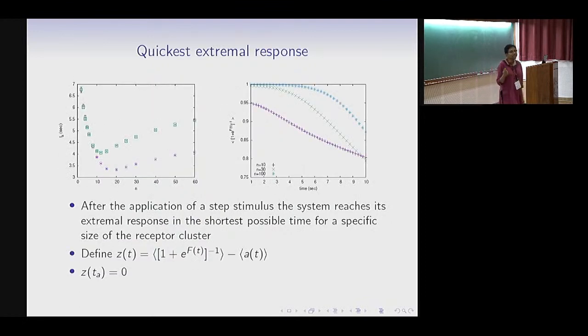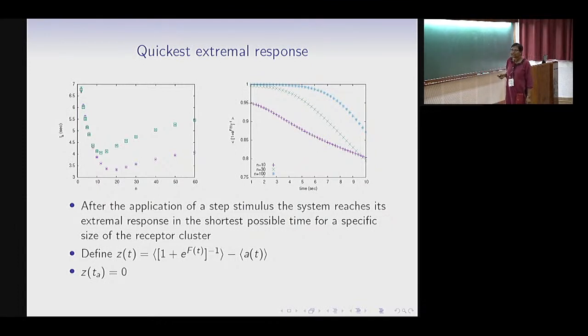Next, I focus on Ta, the extremal time. And here I plot Ta as a function of n, the cluster size, both for step addition and step removal. And in both the cases, I find there is a minimum. Which means there is an optimum size of the receptor cluster at which the extremal response is reached in the quickest possible time.